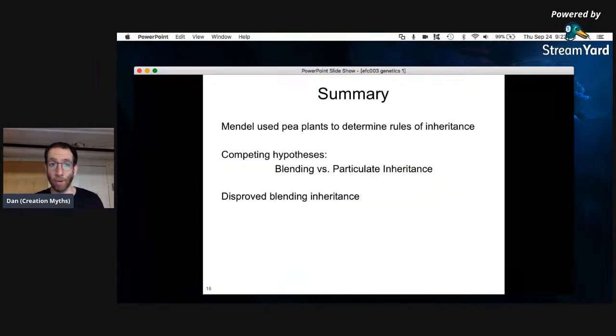So to summarize, because like I said, we're going to keep it short tonight, and then the next one will be a little bit, we'll be expanding on this and probably a little bit longer. Mendel used pea plants to determine the rules of inheritance. Coming in, we had two competing hypotheses. We had the blending hypothesis, which was kind of consensus at the time, and then the theory of particulate inheritance, which was Mendel's idea. And he, through the observations we just discussed, disproved the blending hypothesis for inheritance.